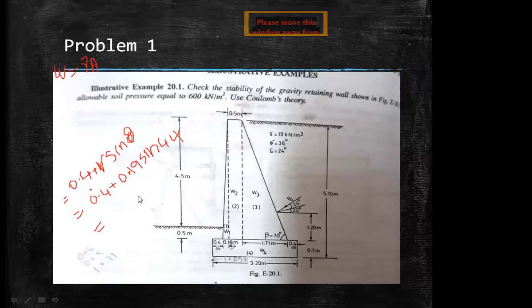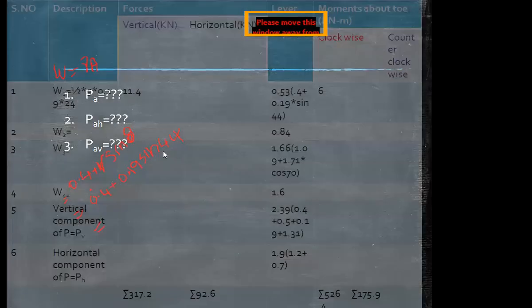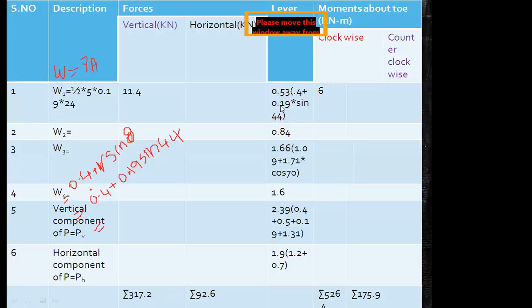Yes, calculate and tell me. So 0.19 is the base of the triangle. Look here. Okay, W1, 0.19 base. 0.53. Okay, so we have to mention it in the table here, 0.53. Okay, I mentioned it so that you understand. Okay, only 0.53 is enough.